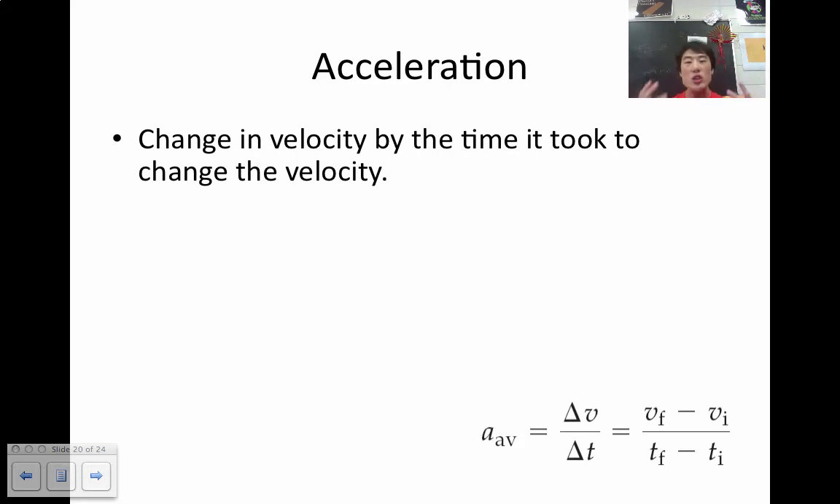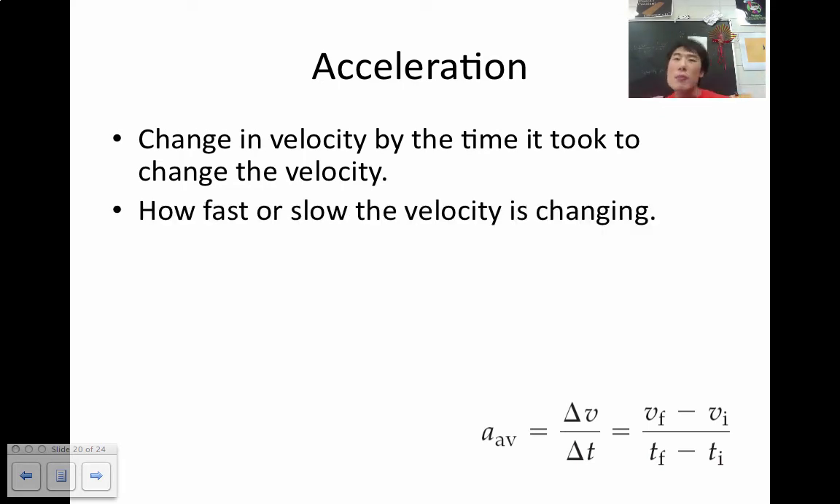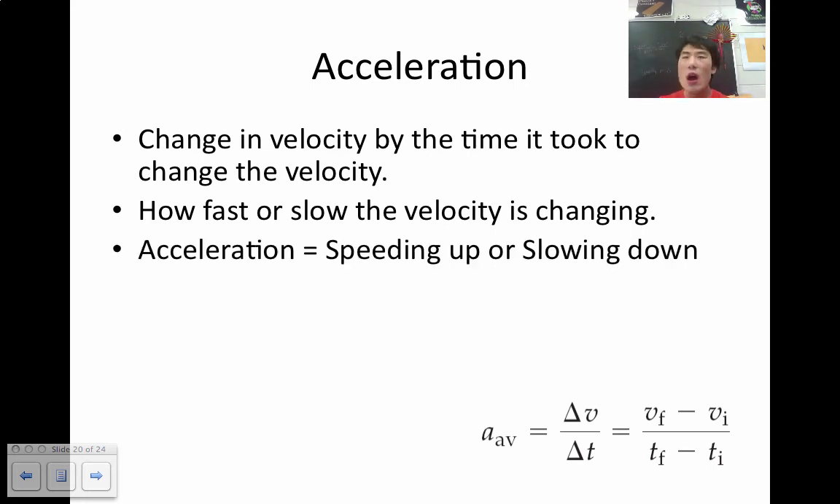Alright, acceleration. Get your pencils ready. Acceleration means it's a change in velocity. It's the change in velocity by the time it took to change the velocity. Oh wow, that's slightly confusing. Let's try to simplify it a little bit. Basically, it means how fast or how slow the velocity is changing. It's not actually velocity, but how much it's changing, if you're speeding up or if you're slowing down. The SI unit for acceleration is meters per second squared.